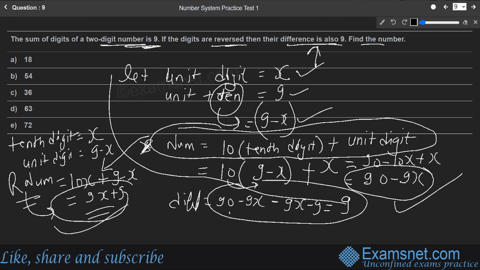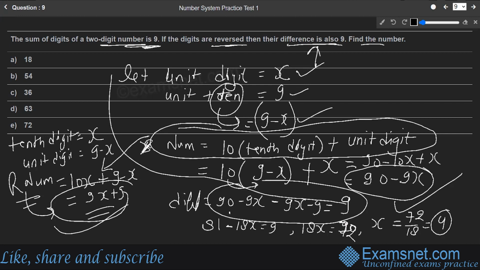If we solve this, 90 minus 9 is 81, and 81 minus 18x is going to be 9. So clearly 18x is going to be 81 minus 9, that is 72. So the x value should come out as 72 by 18, that is nothing but 4. That's what x is coming out to be.